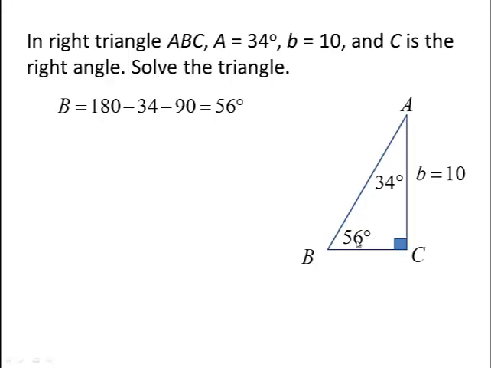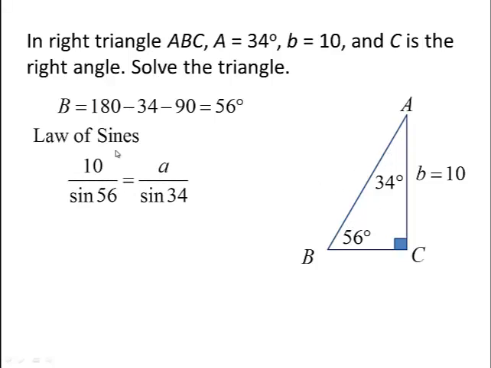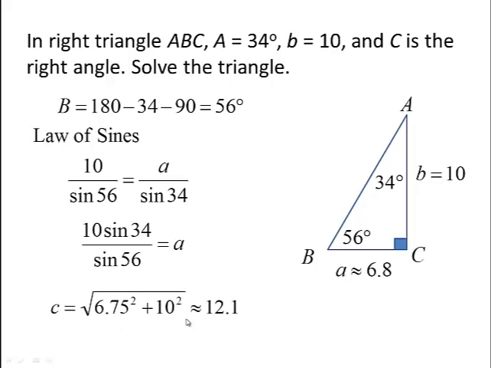Now we can use either tangent to get side a, or we can use sine to get side c, the hypotenuse. So using the law of sines, I have a pair of B's and a pair of A's, so I'm going to try to find side a first. Multiply both sides by sine of 34 degrees to get a by itself. Then putting this in my calculator, I get 6.8. Now that I have two sides of a right triangle, I can use the Pythagorean theorem to find the third side, and that's 12.1.